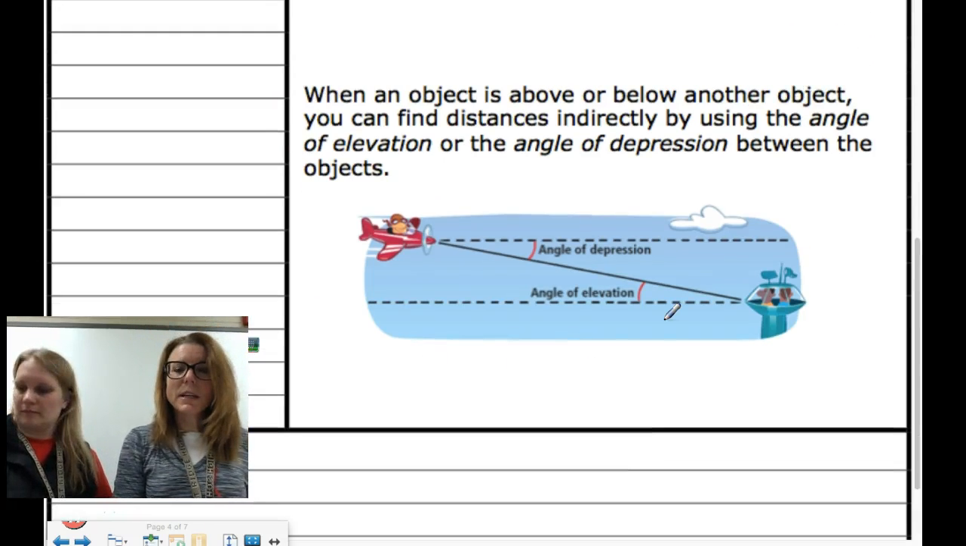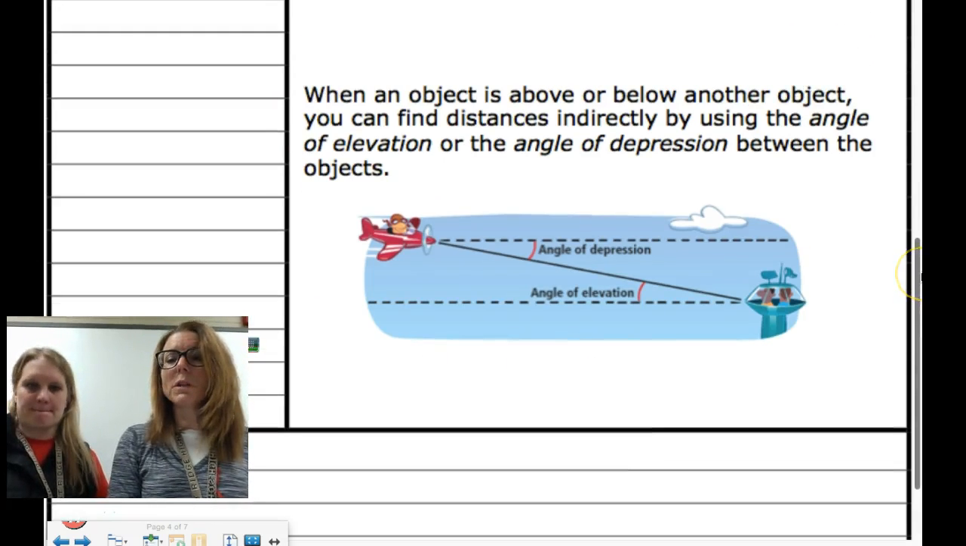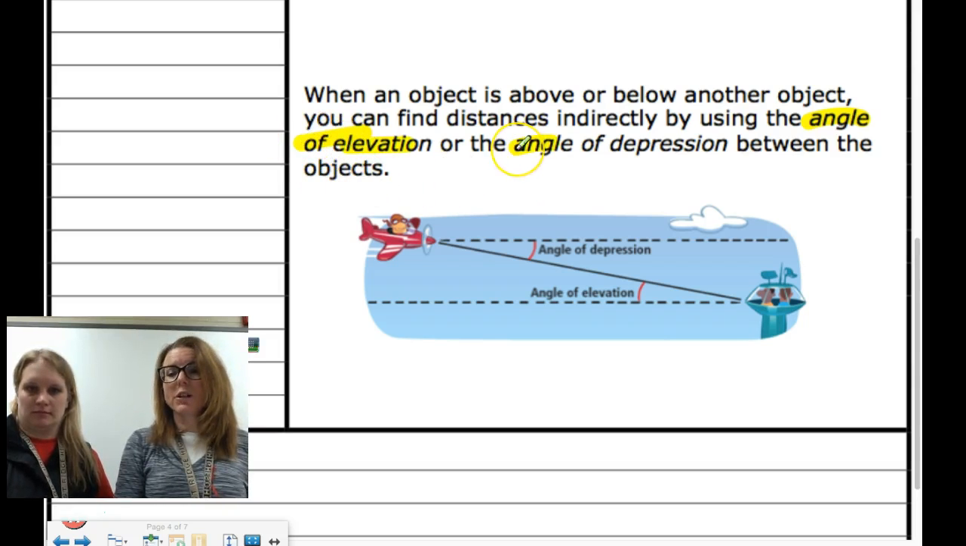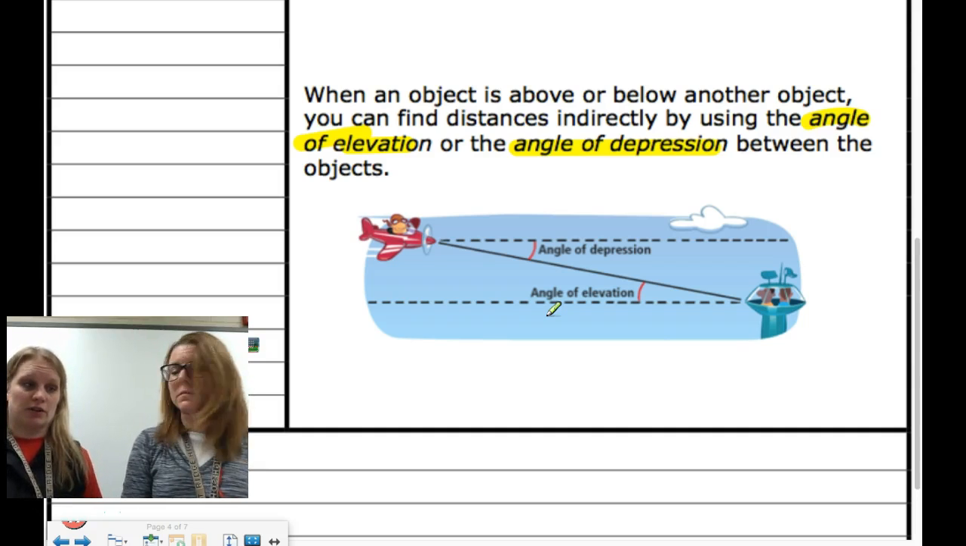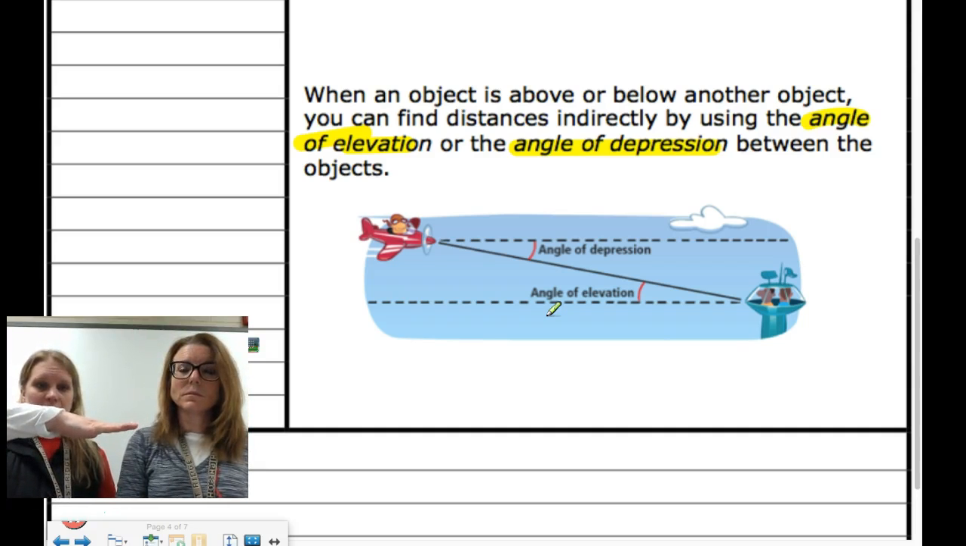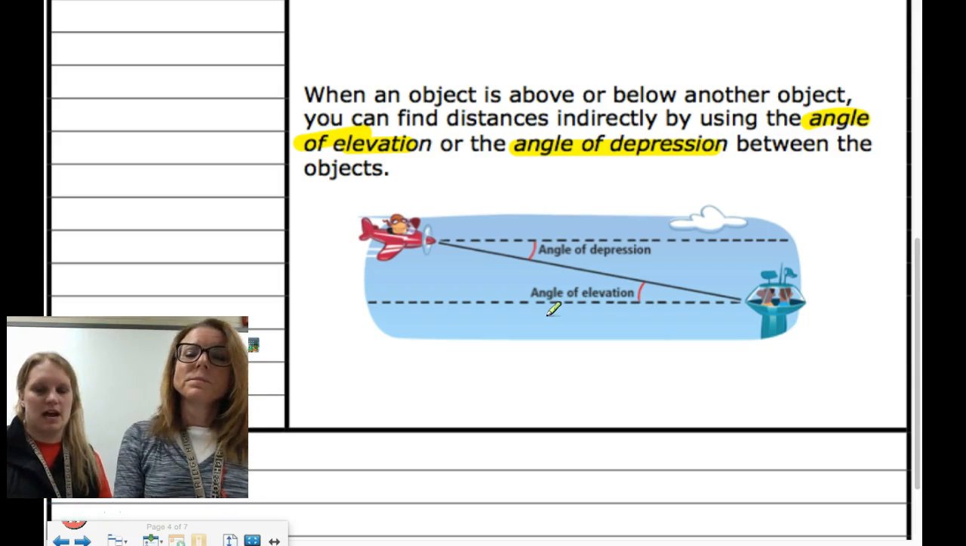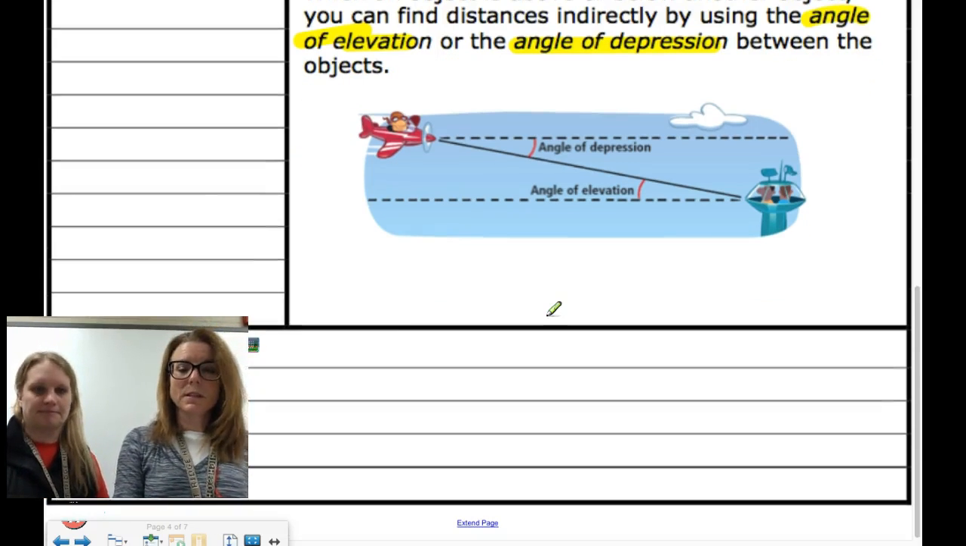When an object is above or below another object, you can find distances indirectly by using the angle of elevation or the angle of depression between the objects. But remember, for angle of depression, you have to start with a horizontal and then look down. And for angle of elevation, you have to start with a horizontal and then look up. So you may have to find the angle of depression if it's not a horizontal line. Perfect.